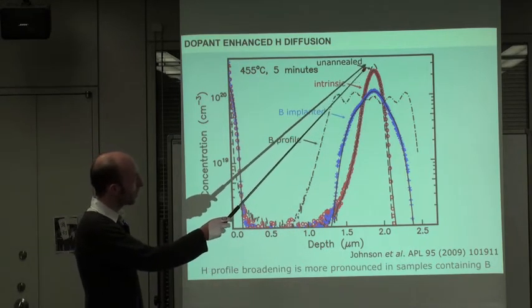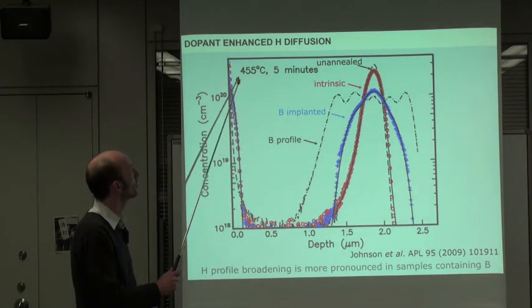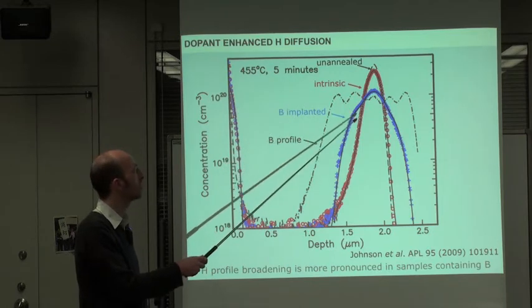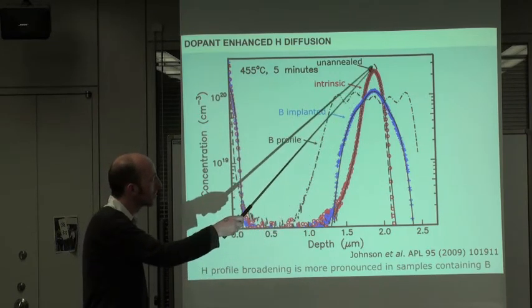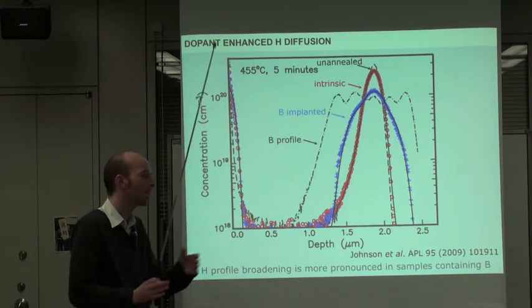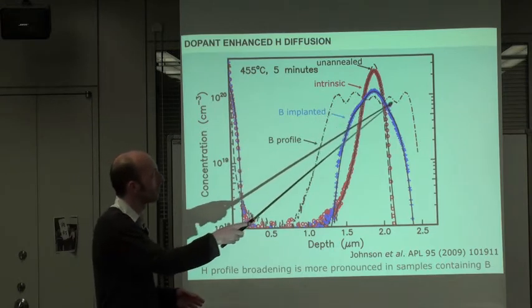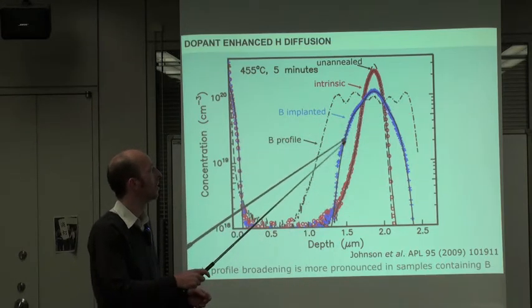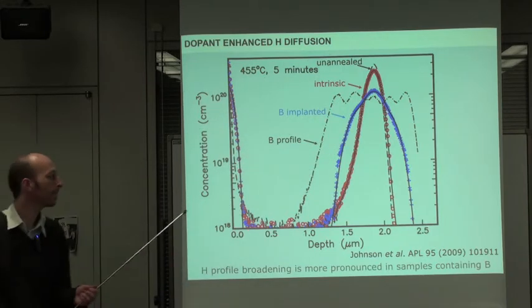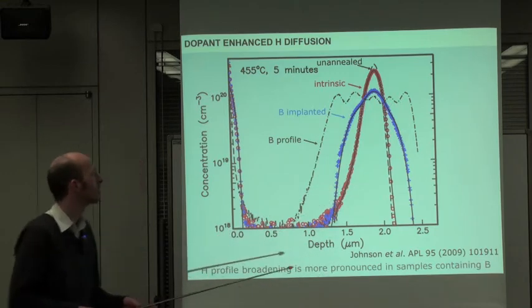So an unannealed sample is the dashed line just here, but after 500 degrees for 5 minutes, without any dopants, there's just a slight decrease in the peak and a broadening. But if you have boron in there, which is this profile here, formed by ion implantation, you can see the broadening is much greater. And so this is boron-enhanced hydrogen diffusion.